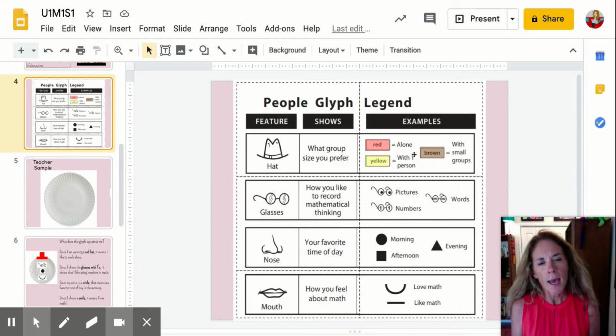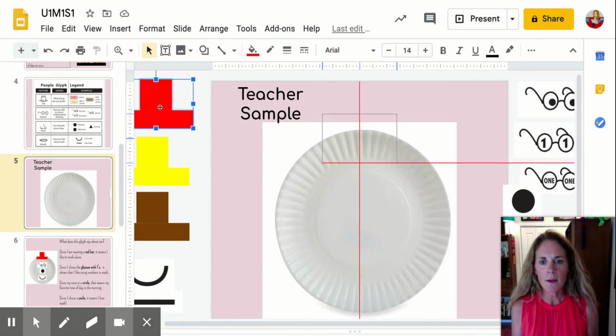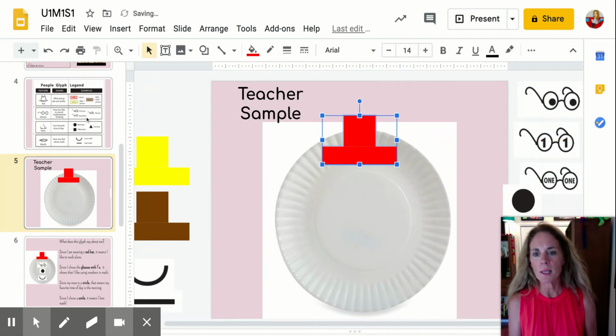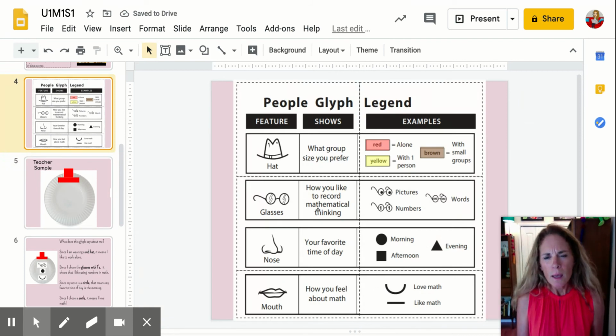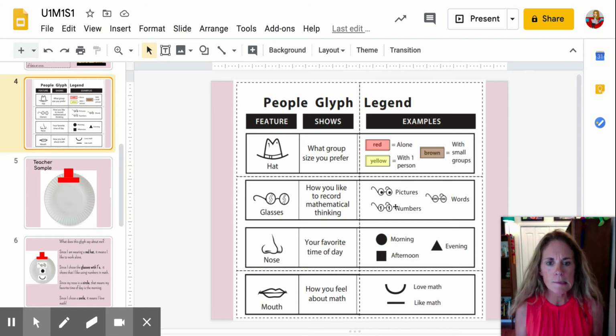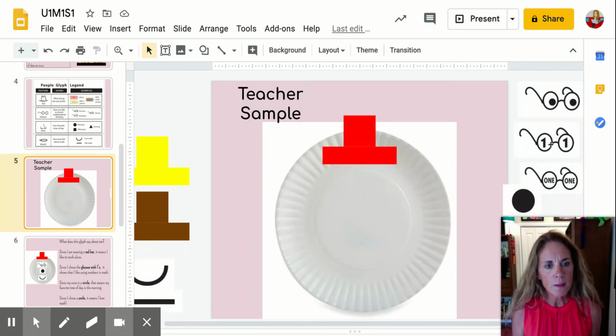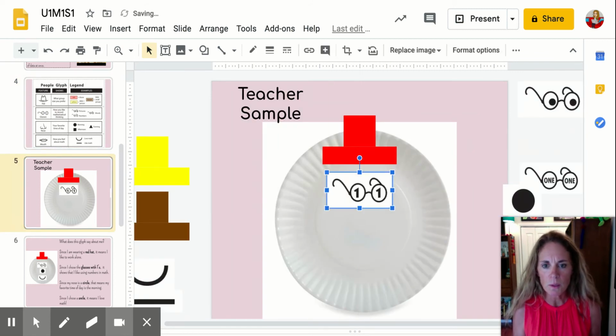Hat. I have to choose a hat. You know, when I do math, I like to work alone. So I'm going to put my little red hat there. And I'm going to go back and look at the picture here. What kind of glasses should I wear? How do I like to record my mathematical thinking? I guess I like using numbers. So I'm going to go here and find the pair of glasses that have the numbers.